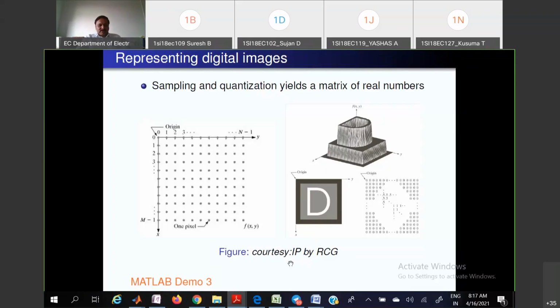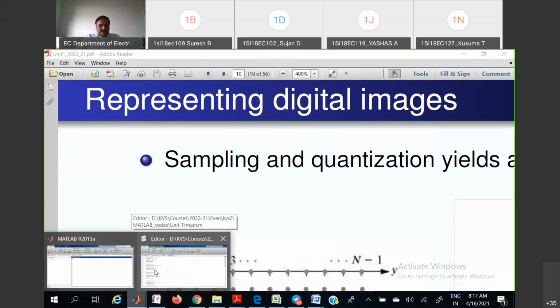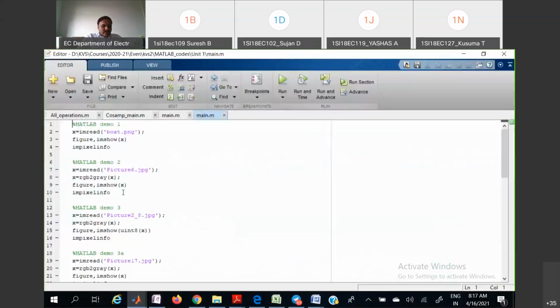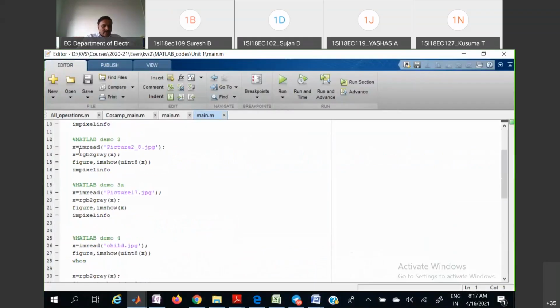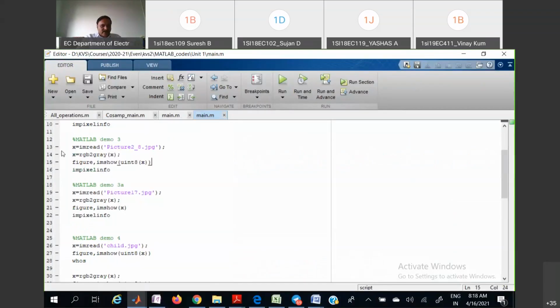Let me just show a MATLAB demo for you, just to read this. So I'll just go to MATLAB. I hope the MATLAB window is visible to all of you. Is it visible? Yes, sir. Okay, so I'll now evaluate only this portion.